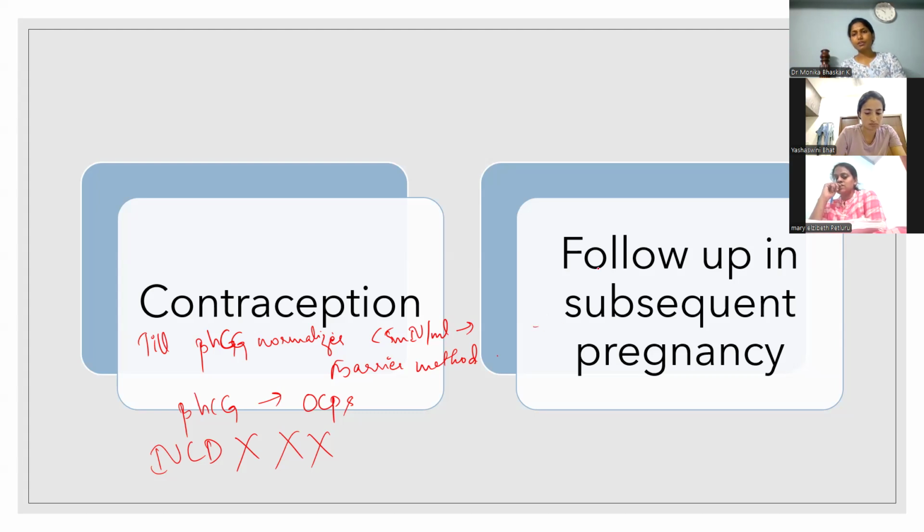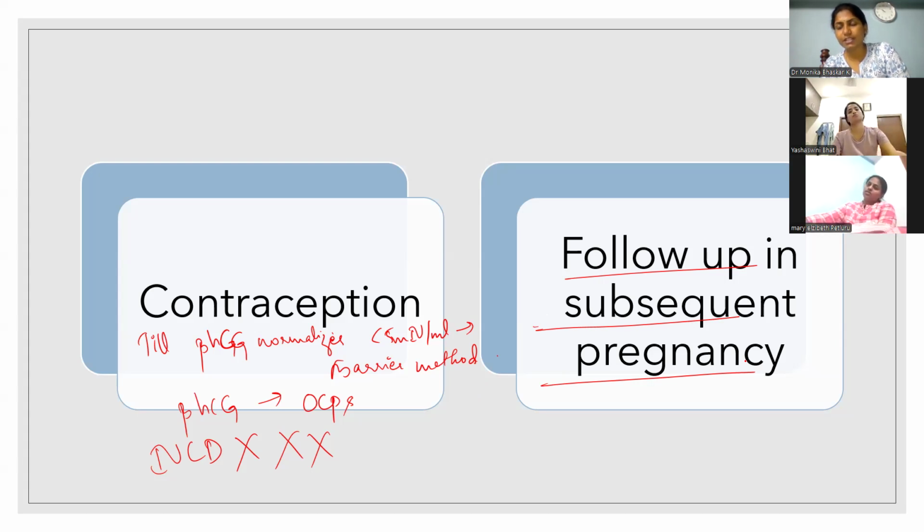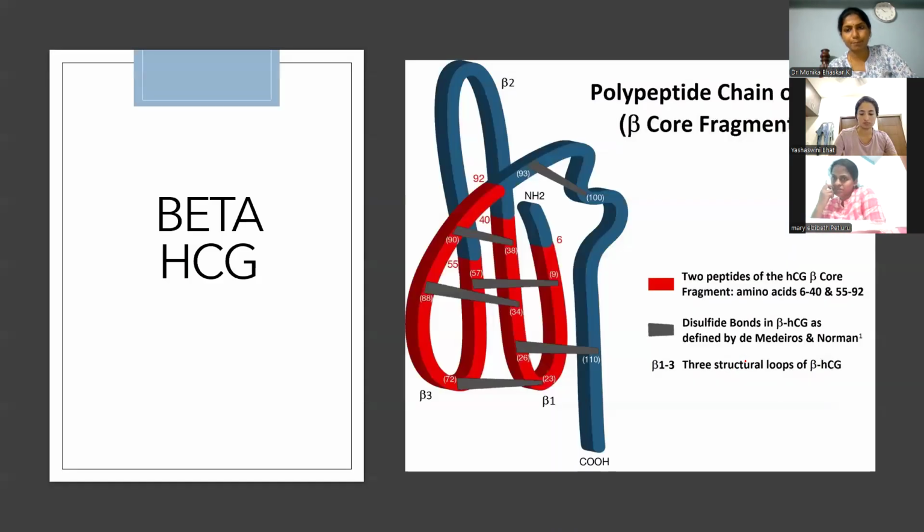So what about follow-up in a subsequent pregnancy? Some people used to say that in a subsequent pregnancy also there might be a risk of GTN, so the product should be sent for histopathology if it results in abortion, or the placenta should be sent for histopathology. But the present consensus says there is no requirement of follow-up in a subsequent pregnancy. Unless there is suspicion of molar pregnancy, there is no need to follow up in the subsequent pregnancy. So the present guideline says there is no requirement of follow-up in a subsequent pregnancy.